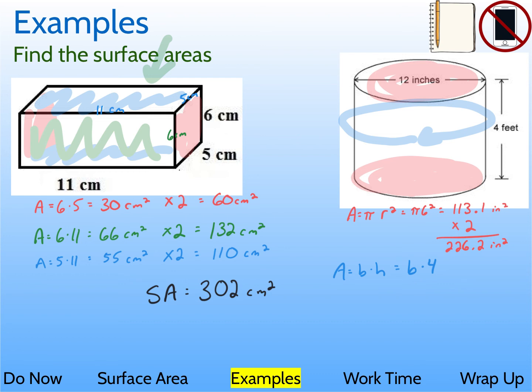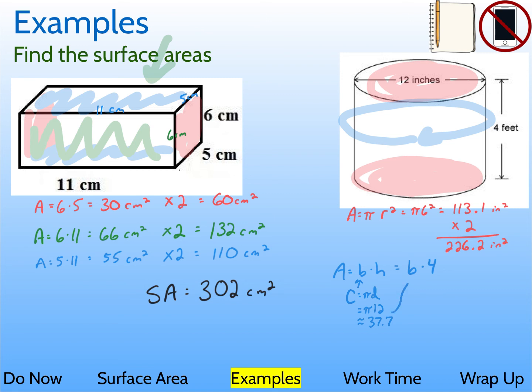The tricky part is, what is the length of the rectangle? And if you think again about peeling a label off a soup can, this is the full length right there. And you can find that by doing the circumference. So the circumference is pi times the diameter. So to figure out the circumference, we have to do pi times 12. And that gives us approximately 37.7.